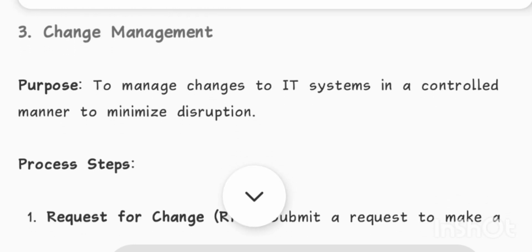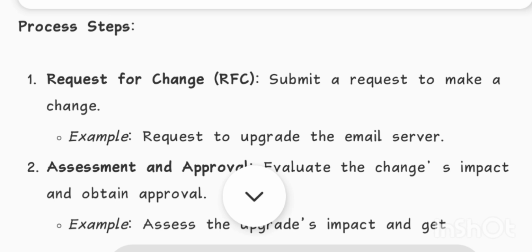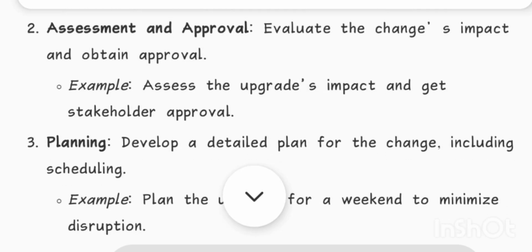3. Change management. Purpose: to manage changes to IT systems in a controlled manner to minimize disruption. Process steps. 1. Request for change, RFC: submit a request to make a change. Example: request to upgrade the email server. 2. Assessment and approval: evaluate the change's impact and obtain approval. Example: assess the upgrade's impact and get stakeholder approval.